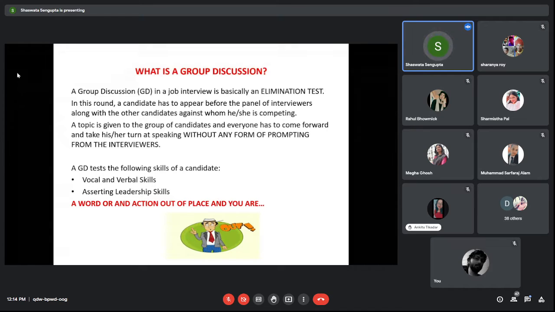So in order to clear the GD round successfully, you have to have good verbal ability, good spoken skills, and good non-verbal skills. Your body language should show confidence, and last but not the least, you should have some aggression in a controlled way. Now, what is meant by the term aggression?